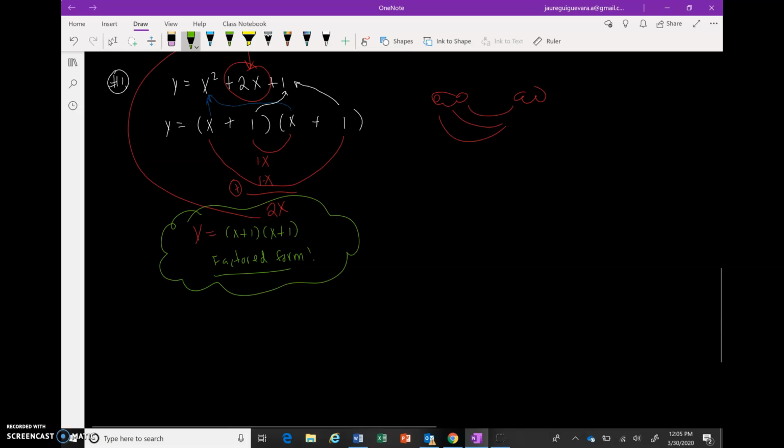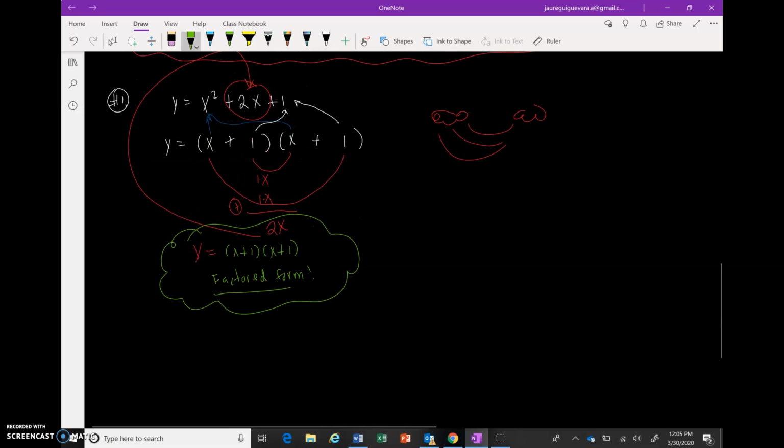Let's go ahead and do number 2. Let's solve each quadratic equation by factoring. So let's see. Let's do y is equal to x squared minus 6x plus 9.